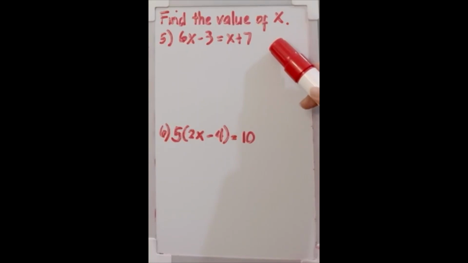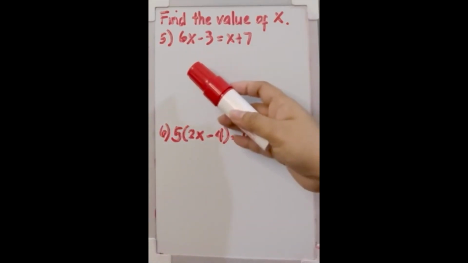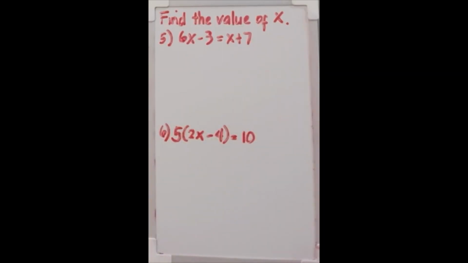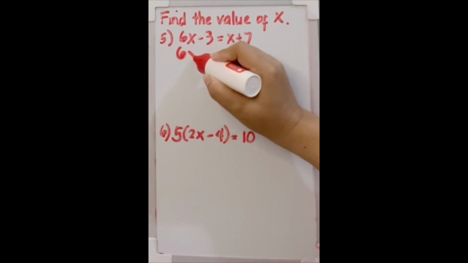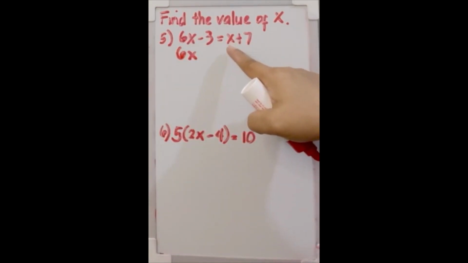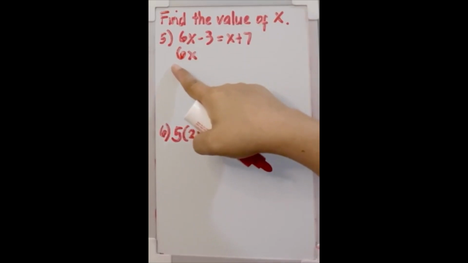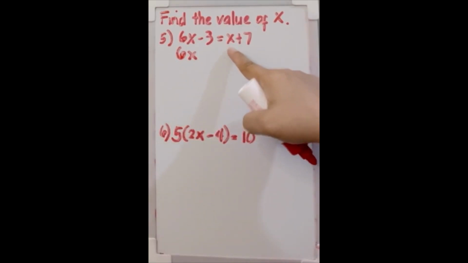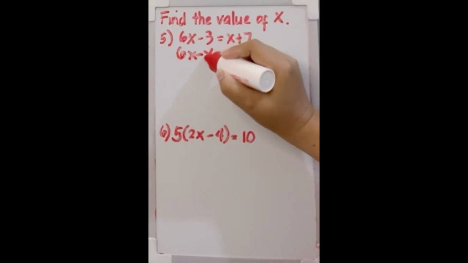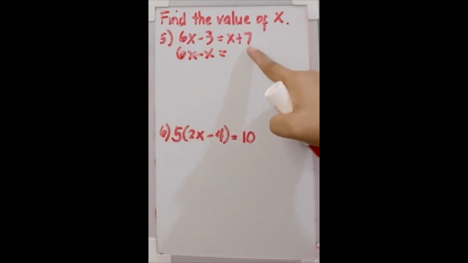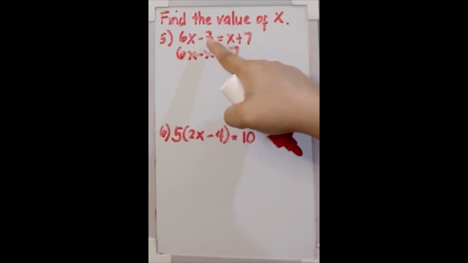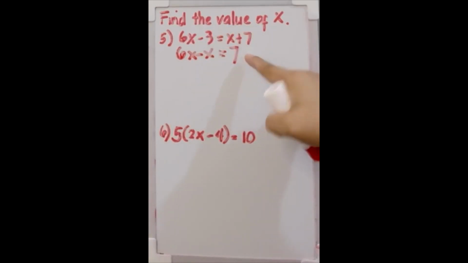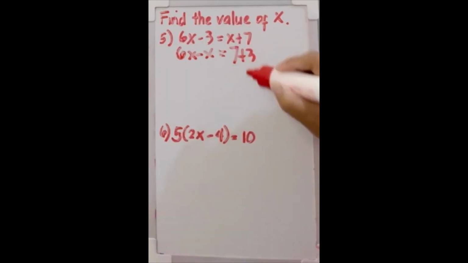The next example here, we have 6x minus 3 equals x plus 7. To simplify this equation, we need to put all our x's, or the variables, on one side, and on the opposite side, we will be placing the constants. So here we will write 6x. We will now bring this x to the other side. From positive x, this will become negative x equal to 7. And then the 3 here, from negative 3, when we bring it here, it will become positive 3.